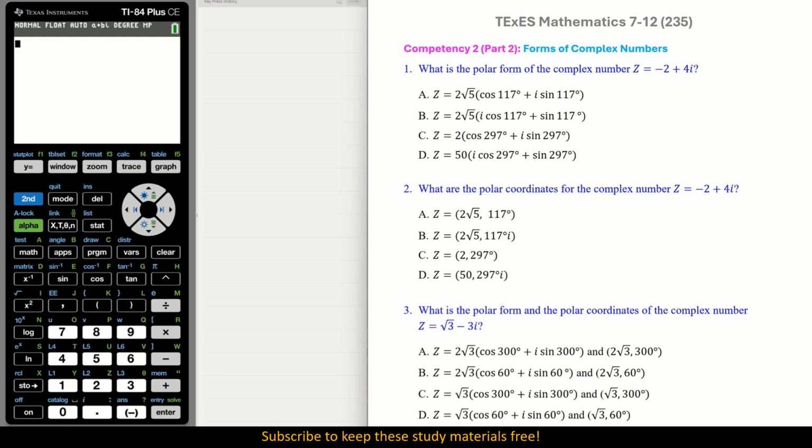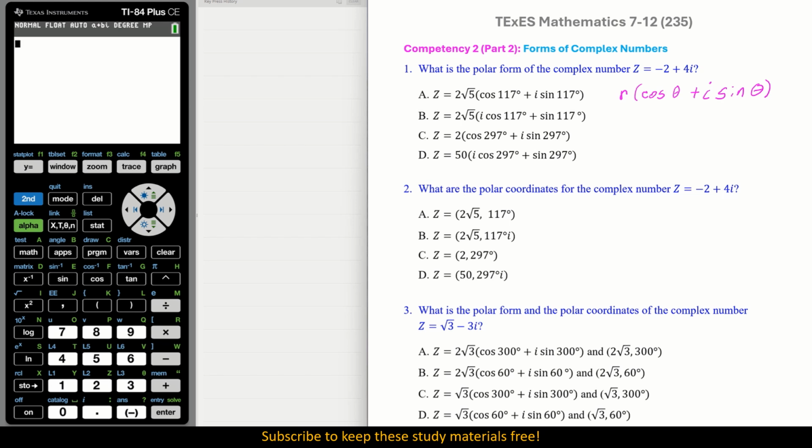Number 1, what is the polar form of the complex number z equals -2 plus 4i? Okay, the form that they're talking about is r cosine theta plus i sine theta.